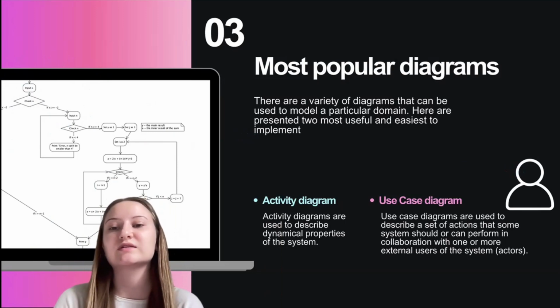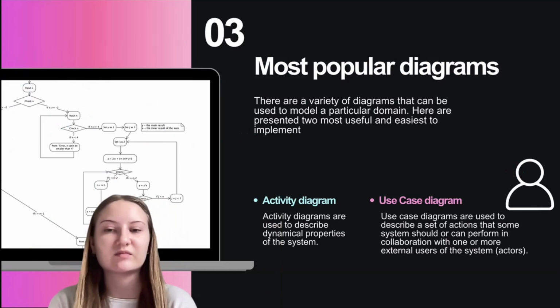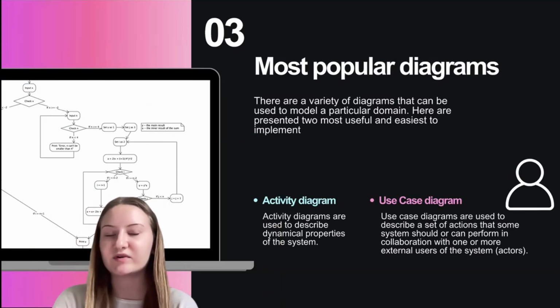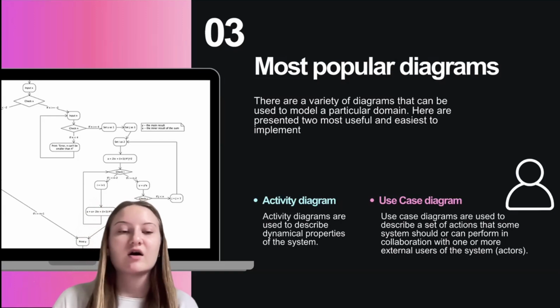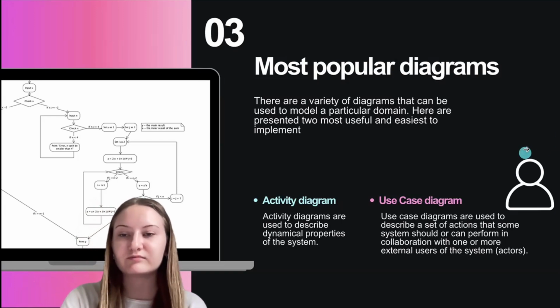And the second type is the use case diagram. They are mostly used to describe a set of actions that some system should or can perform in collaboration with one or even more external users of the system, or so-called actors.